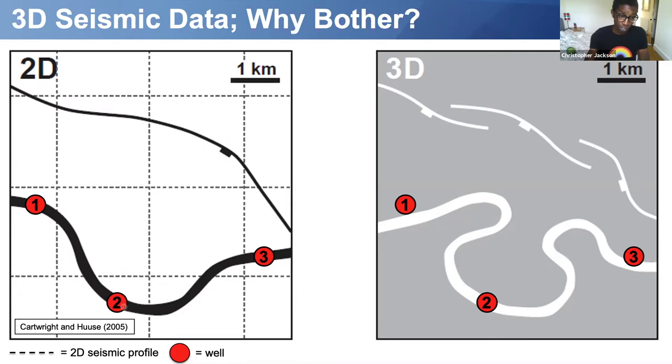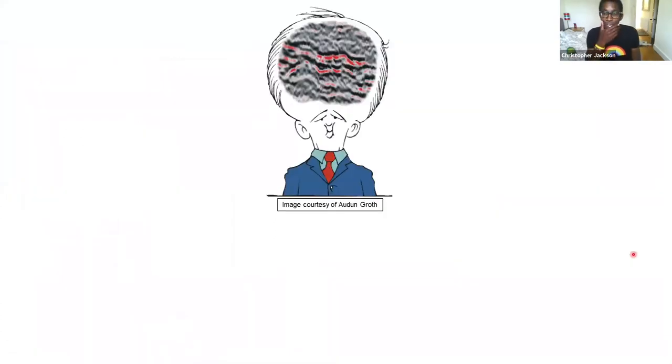Well, if you're going to drill hydrocarbon wells, as shown in 1, 2, and 3 here, on your 2D data, thinking you're going to hit the black line, which is full of sand, you realize that actually those wells that you're drilling will miss it because you actually didn't in reality have any idea where those river channels were beneath your feet.